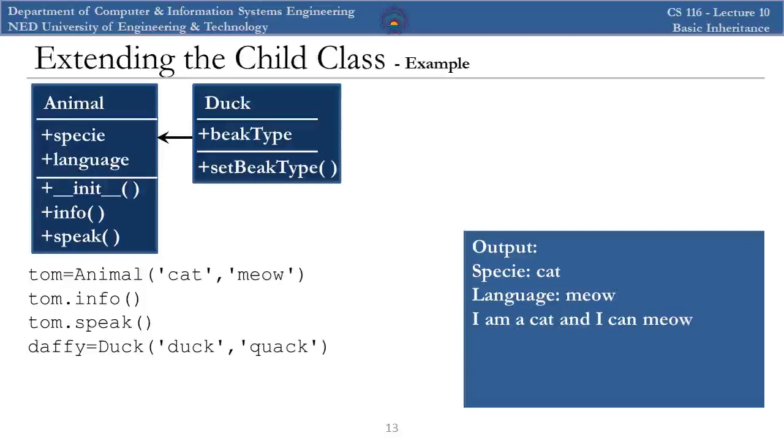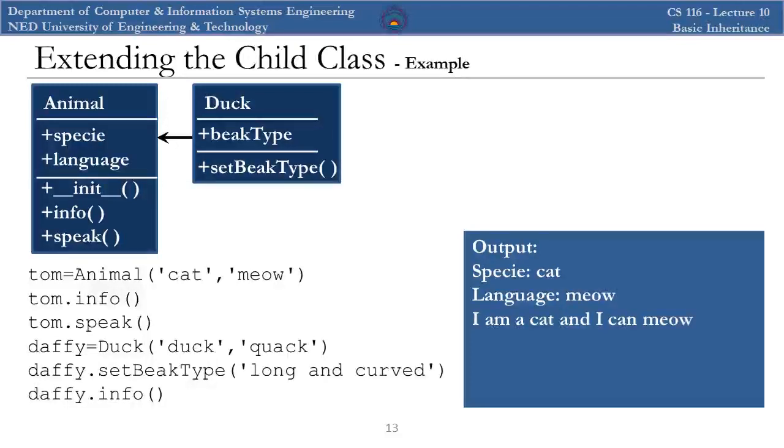And again, since I have not defined any initiator function in duck, this initialization is still calling the init method of class animal. Okay, now I'm calling that method set beak type. If I call this method set beak type and pass this value long and curved, this is the beak type for Defi. So what will happen? This value will be assigned to that instance attribute beak type of duck, right?